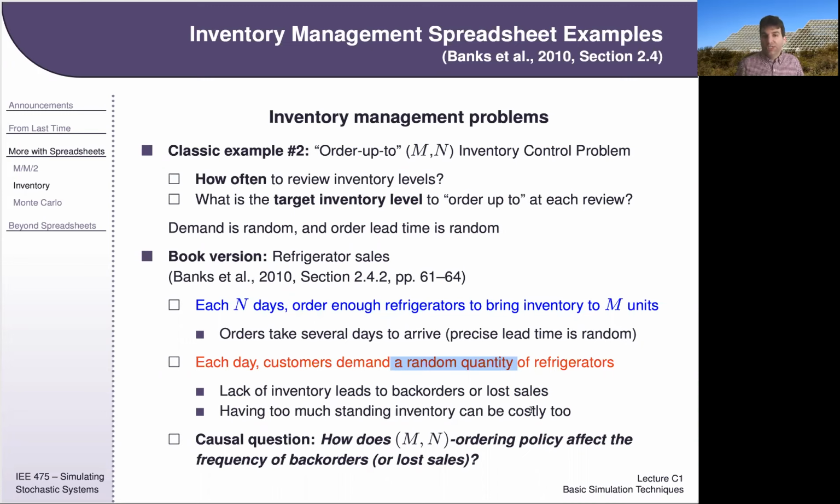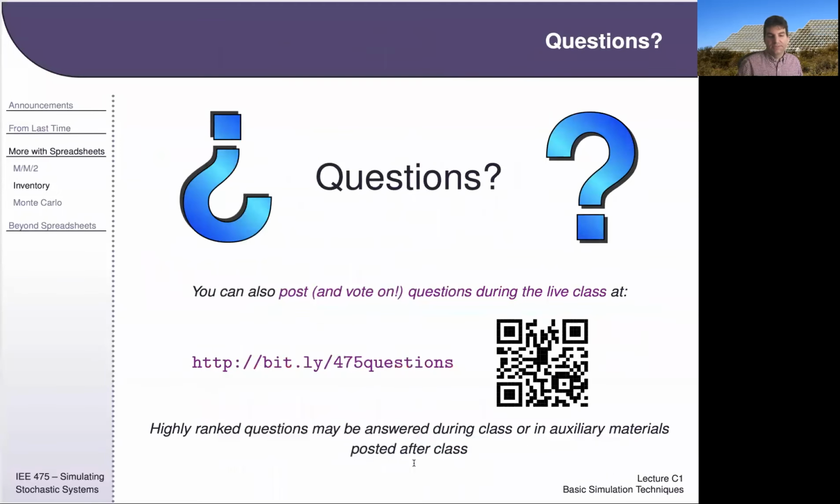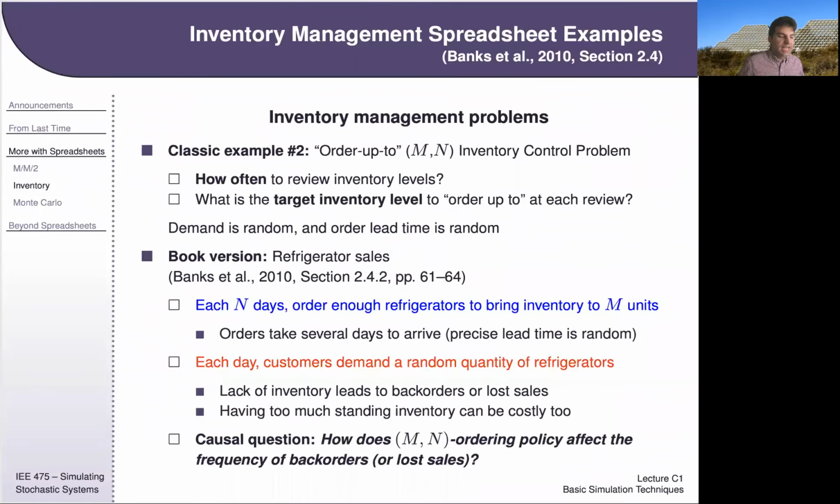And so the causal question here that we address as operations researchers, remember, research always follows from a question. That's why I'm defining these causal questions. So the operations research causal question is, how does the policy, the MN ordering policy, so M is what we're ordering up to and N is how often we're ordering, affect the frequency of back orders? So we're focusing on the frequency of back orders, which could also be viewed as lost sales. And so this is something that we can then run a simulation to simulate.